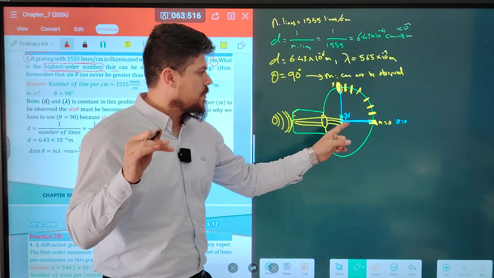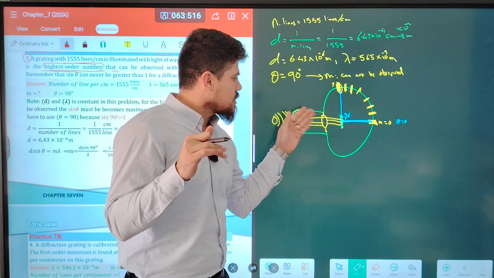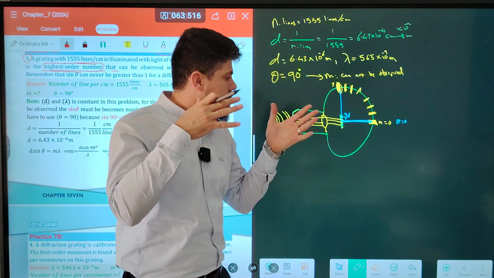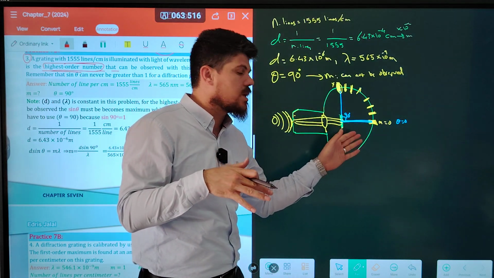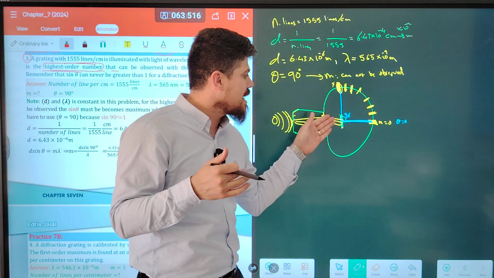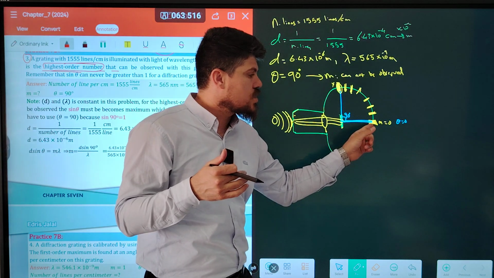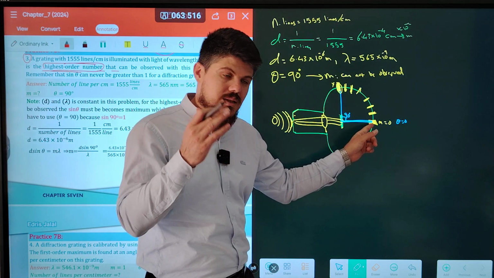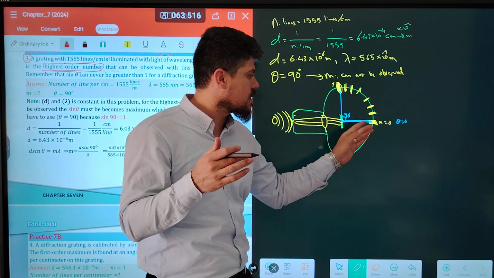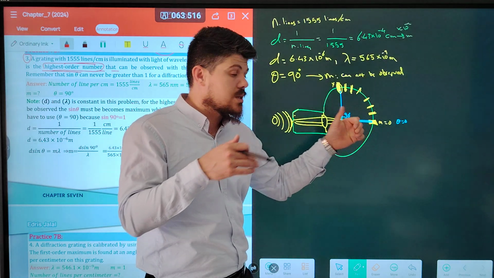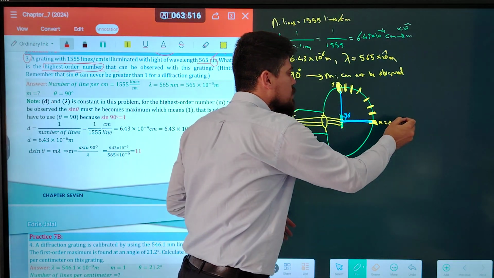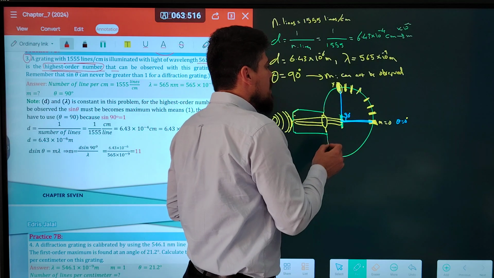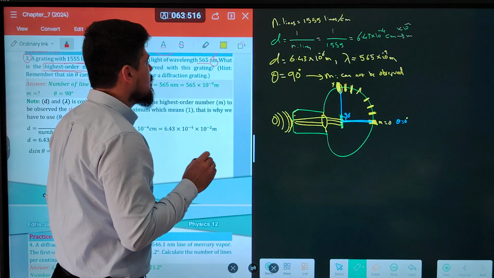Once again, listen carefully. When the light passes through the converging lens, and this converging lens makes the light parallel and hits directly to the diffraction grating. When the light passes through the diffraction grating, the central bright fringe is located here at the center of the screen, of the diffraction grating or spectrometer. M is equal to 0, theta is 0. When M is equal to 0, theta is equal to what? 0.